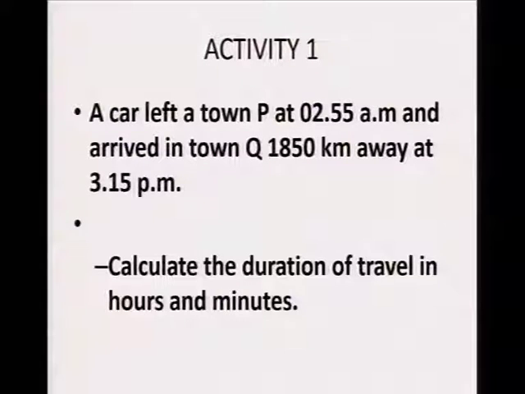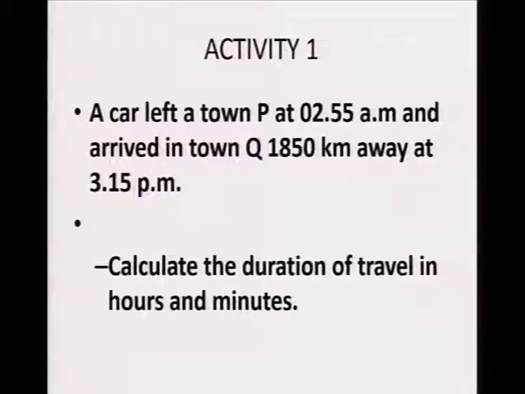A car left town P at 0:55 a.m. and arrived in town Q, which is 1,850 kilometers away, at 3:15. This is what we are saying. He left the town. Which town? That is town P. So the question is, calculate the duration of travel in hours and minutes.